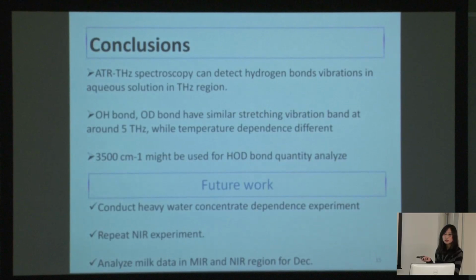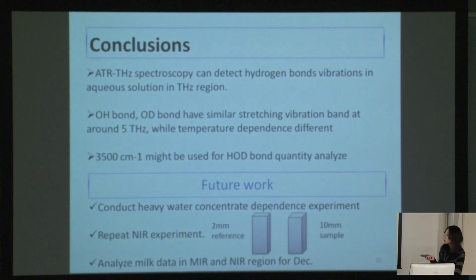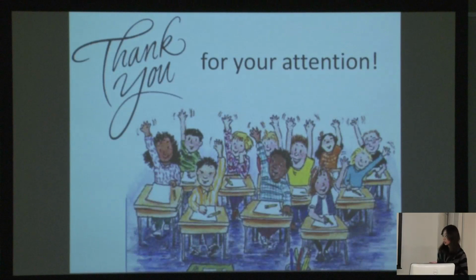And second, Suzuki-san helped me measure again. In the second experiment, we used two different path length cells, and both used water as a reference and sample. This time, we get positive values, but the results are still a little strange, but improved. So later I will repeat this experiment again. And the third is to analyze the milk data I obtained over the last 2 months. And that's all. Thanks for your listening.